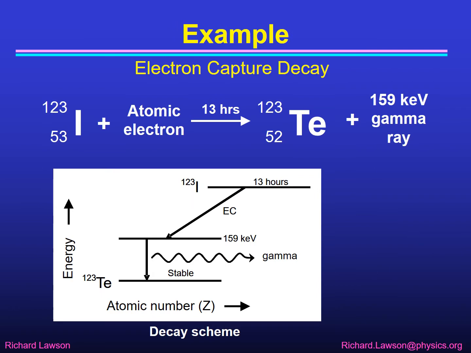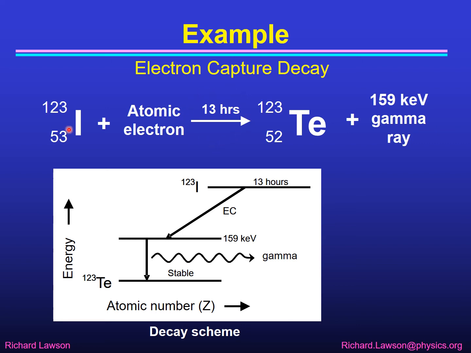Here is an example of a radionuclide that decays by electron capture decay. Iodine 123 decays by absorbing one of its own atomic electrons, and it turns into tellurium 123, and it does so with a half-life of 13 hours. I'll talk about half-life shortly.